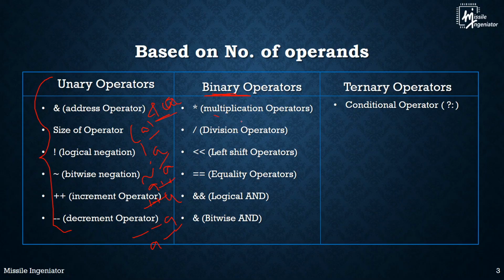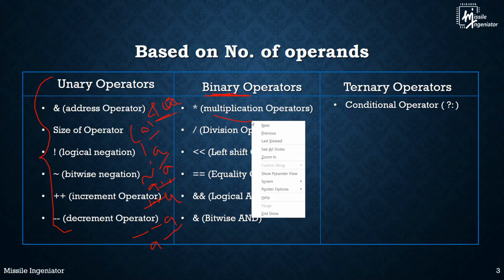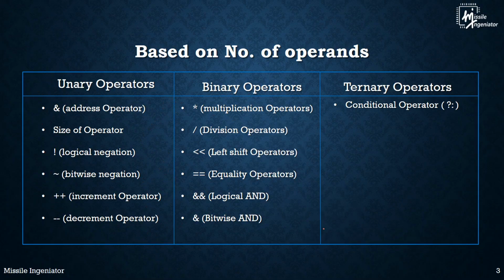The first thing is the multiplication operator. For the multiplication operator, say I'm declaring two variables, a and b. If you want to multiply these two values, you write a star b. This multiplication is done on two operands.